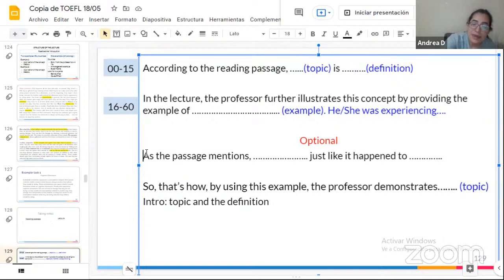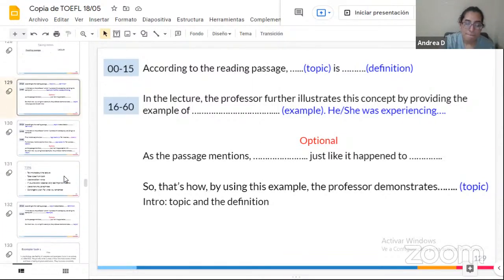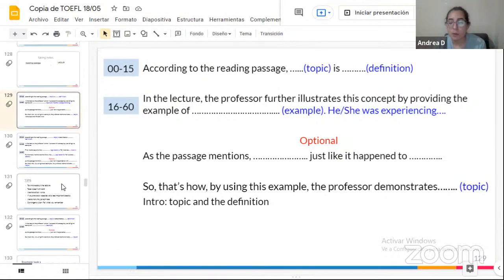Try to make connections. You can say, as the passage mentions, when the result is pleasant, they tend to repeat it, just like happens with kids who do this and this and that. So pretty much what I'm saying here is try to connect your ideas, try to keep the structure, do a good intro, and don't get into details. And try to also use these reporting verbs. I'm saying the professor mentions that when kids do this, the professor states that kids do that. Try to use those reporting verbs as well.